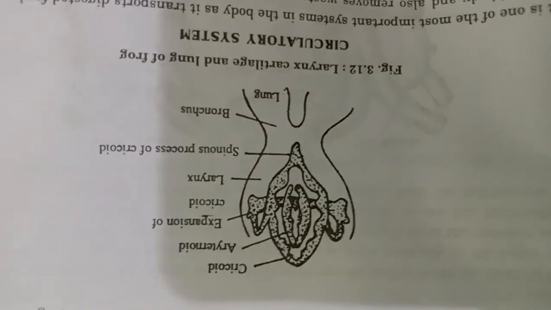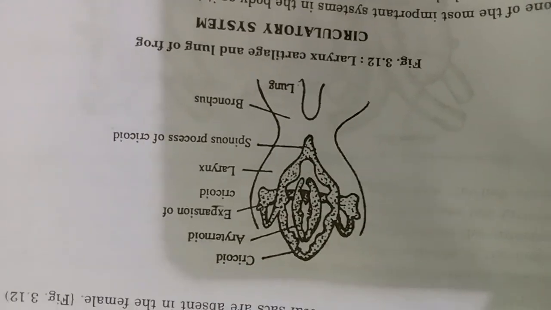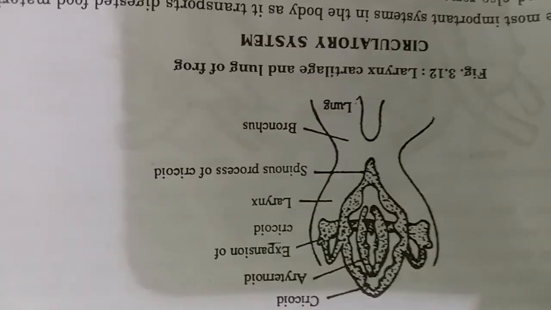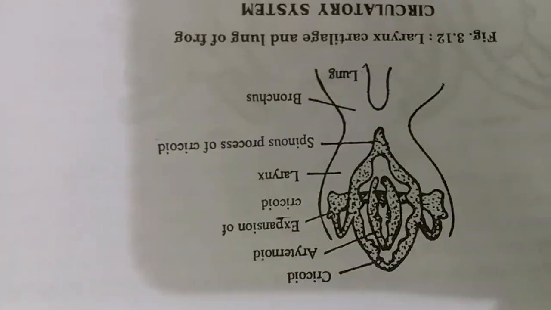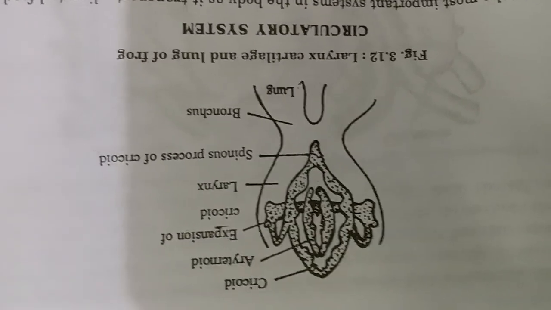So guys, thank you very much for watching. I want to show you the larynx, cartilage and lungs of frog. I want to show you the diagram now. Kindly hold on. As you can see, kindly freeze frame now. That's the cricoid, that's the arytenoid, that's the expansion of cricoid, that is the larynx, that is the spinous process of cricoid, that is the bronchus, and that is the lungs. Larynx cavity and lung of frog. Kindly freeze frame this or screenshot this now in order to have your own personal copy.